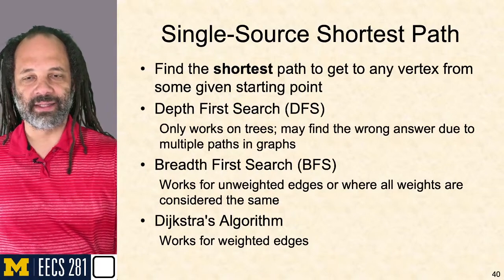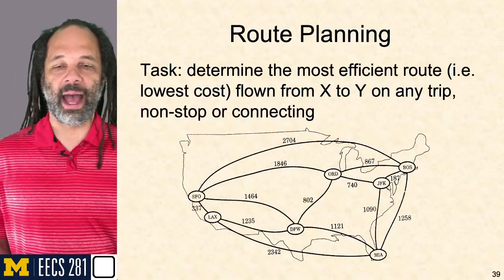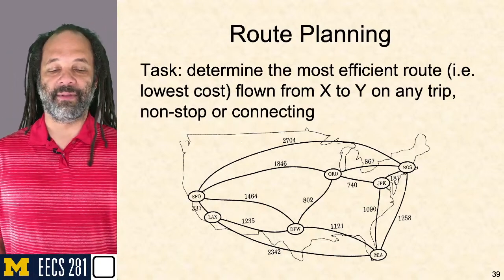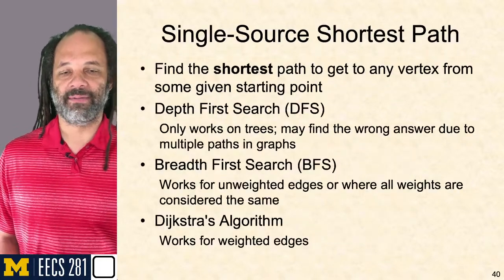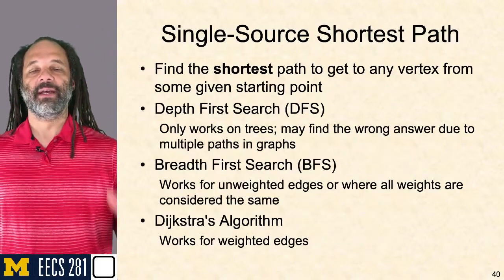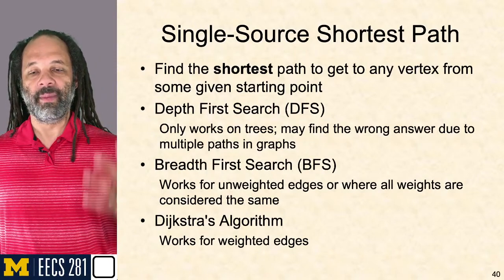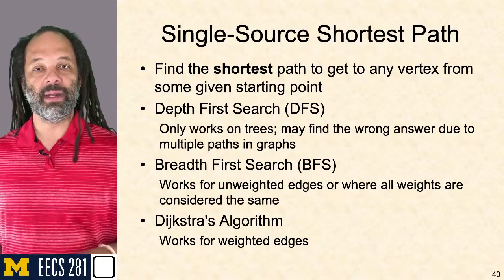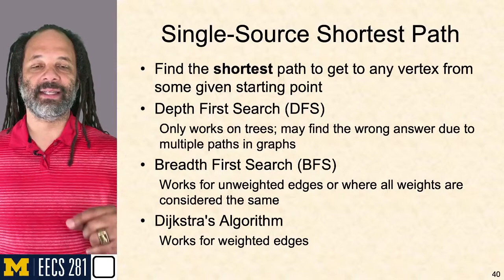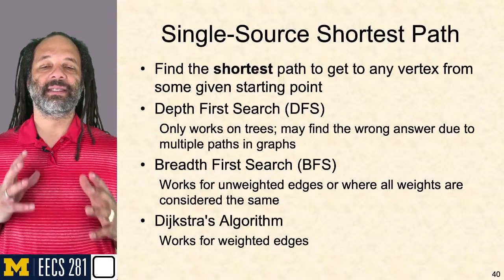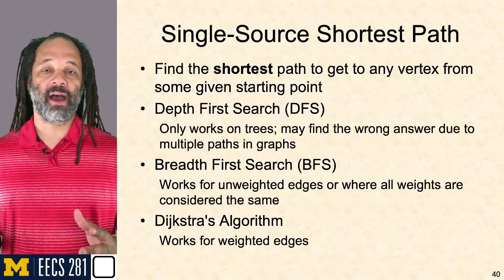That question I was just asking, the most efficient route from any X to any Y on a nonstop or connecting flight, is what's known as single source shortest path. We're trying to find the shortest path to get to any vertex from some starting point. There's a few ways that we can do this. We might start with a depth first search, much like we did in Project 1. Turns out that for finding a single source shortest path, depth first search will not work for us. And we saw that in Project 1.